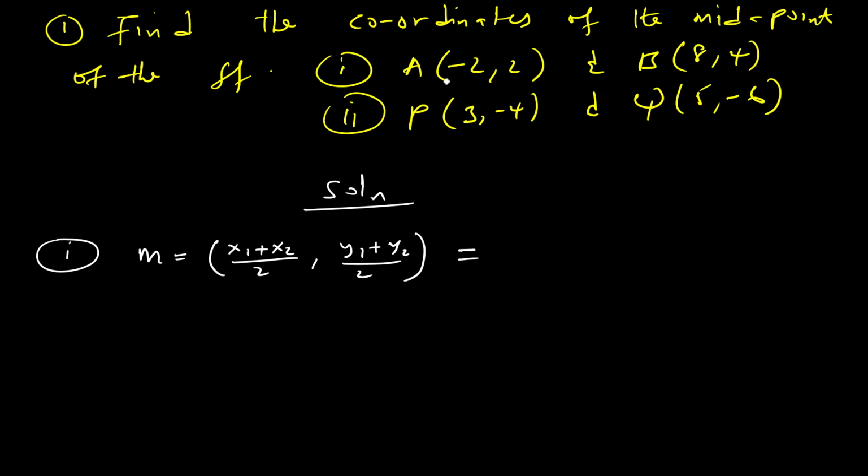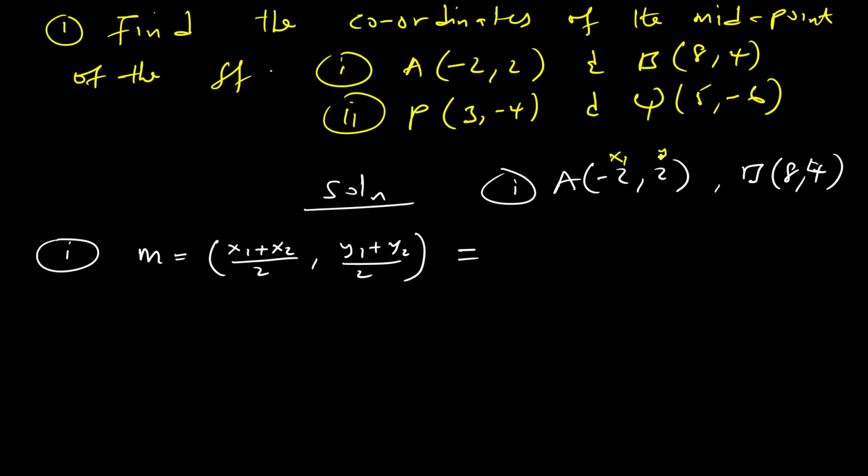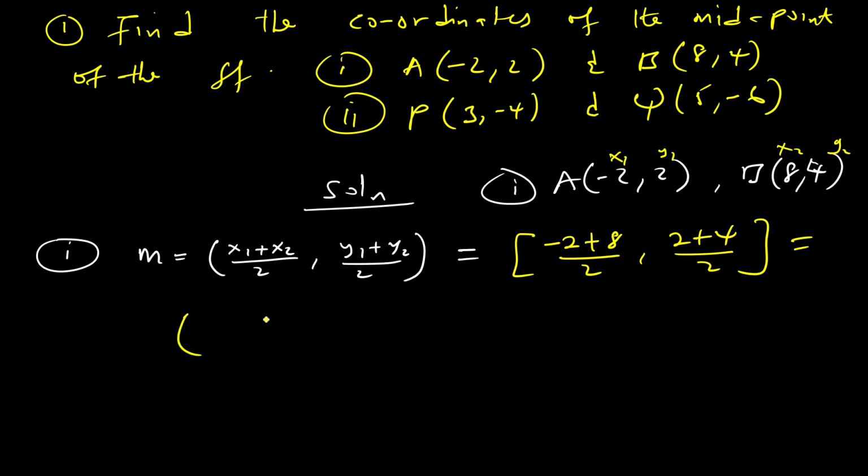Okay, so let's label the points. I have A, then B, 8, 4. Let's call this one x1, y1, x2, y2. So this side will be minus 2 plus 8 on 2. Then we have 2 plus 4 on 2. Going forward, this side will be 6 on 2, and this side will be 6 on 2. Therefore, the midpoint is 3, 3. So that's the first one.